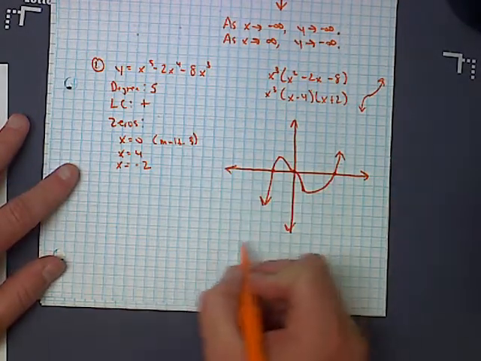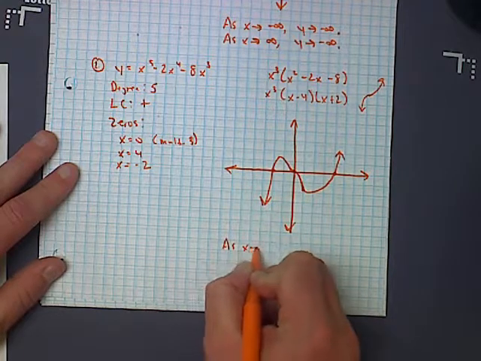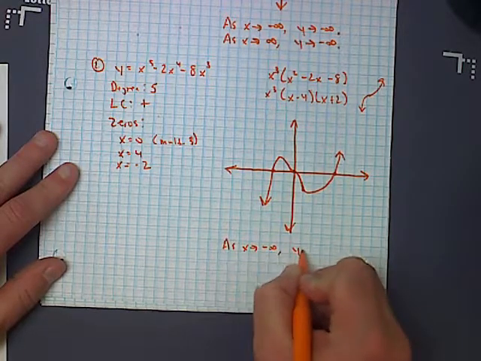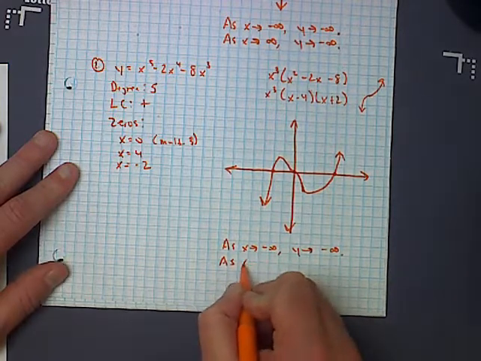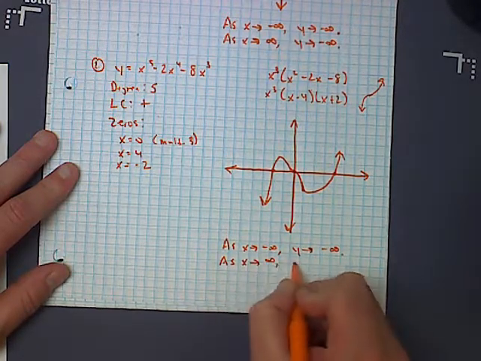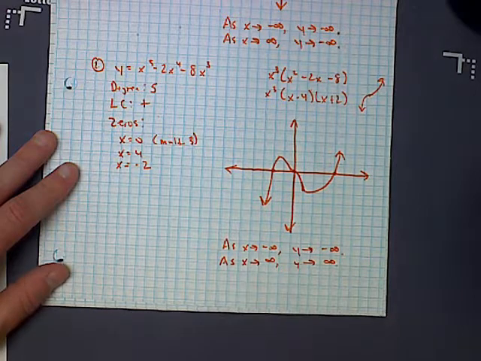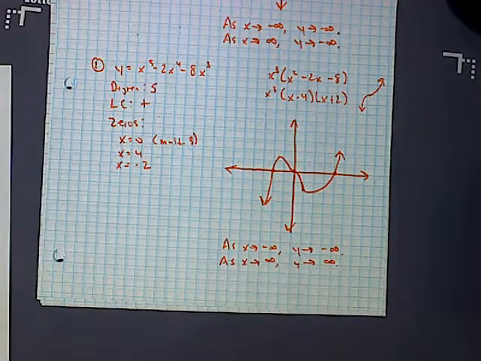Once again, practicing our end behavior. As x goes to negative infinity, y goes to negative infinity. As x goes to positive infinity, y goes to positive infinity. The y values.